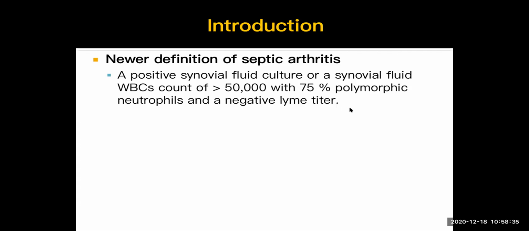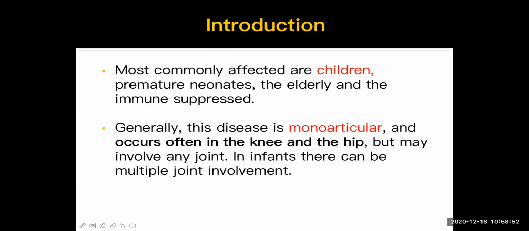But more important than that, when we aspirate the fluid from the joint and analyze it in the lab, the WBC count should be very high and 75% of them should be neutrophils. Then only the diagnosis of septic arthritis is confirmed. Most commonly, children are affected by septic arthritis, especially very young children. The premature neonate, the elderly population, and the immune suppressed. The elderly and immune suppressed have some other reason because their immunity is low. Even the premature neonate, their immunity is very low.